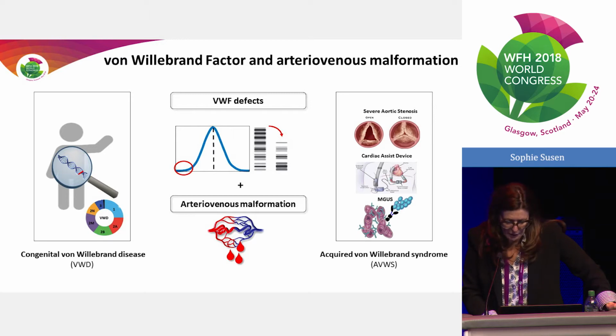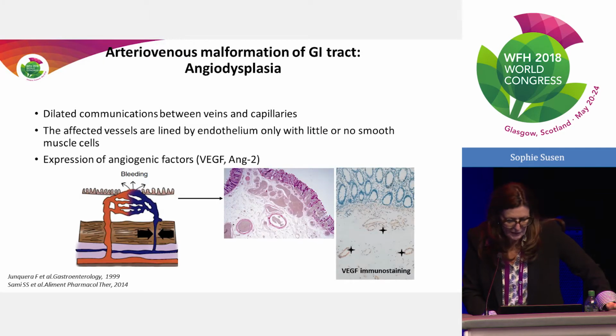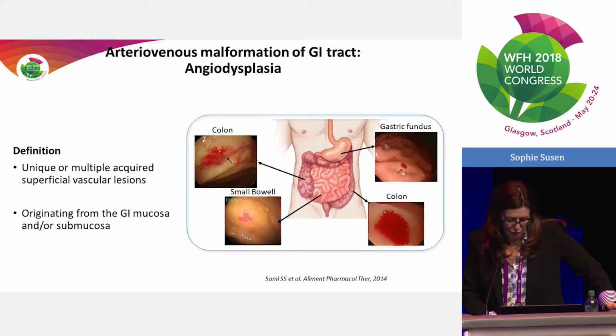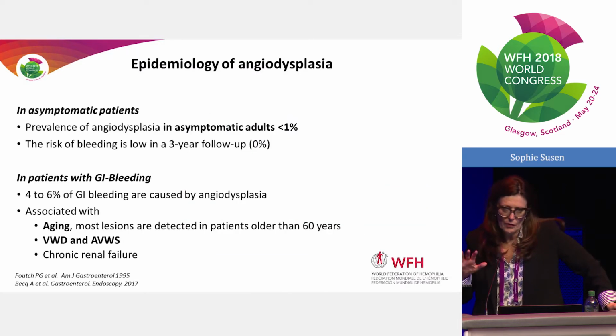So here is the picture for the next 25 minutes. As Anna said, angiodysplasias are dilated communications between veins and capillaries. The affected vessels are very thin, and there is local expression of angiogenic factors, VEGF and Ang2. They can be found in the whole digestive tract, as unique or multiple acquired superficial vascular lesions originating from the GI mucosa. And the point is that the natural history of angiodysplasia is unknown.